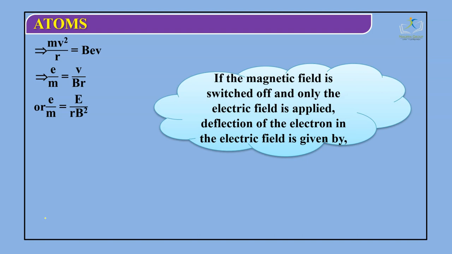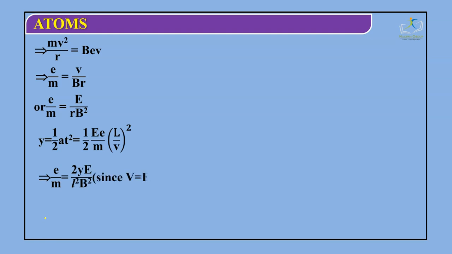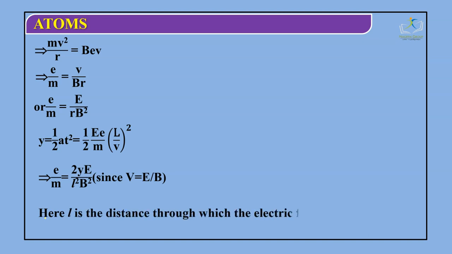If the magnetic field is switched off and only the electric field is applied, the deflection of the electron in the electric field is given by y equals half at square. Putting in the values of a and t, we get the final equation: e by m equals 2yE by L square B square, since v equals E by B. Here L is the distance through which the electric field is applied.